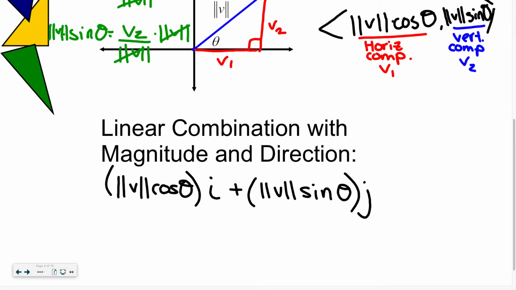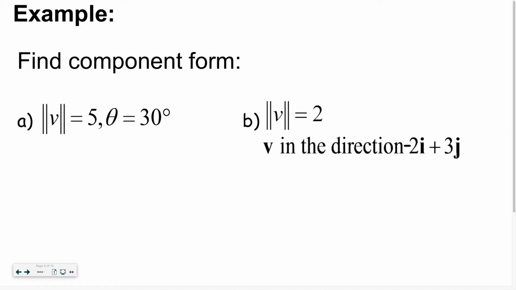Okay, how do you feel about this? You got any questions for me? It's just a new way to write component form, given different information, right? Okay, so let's look at some examples. Can we apply this just using what we know?